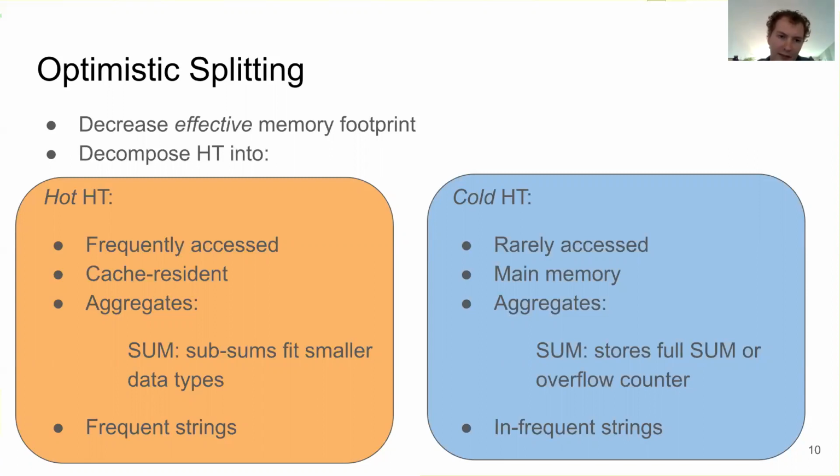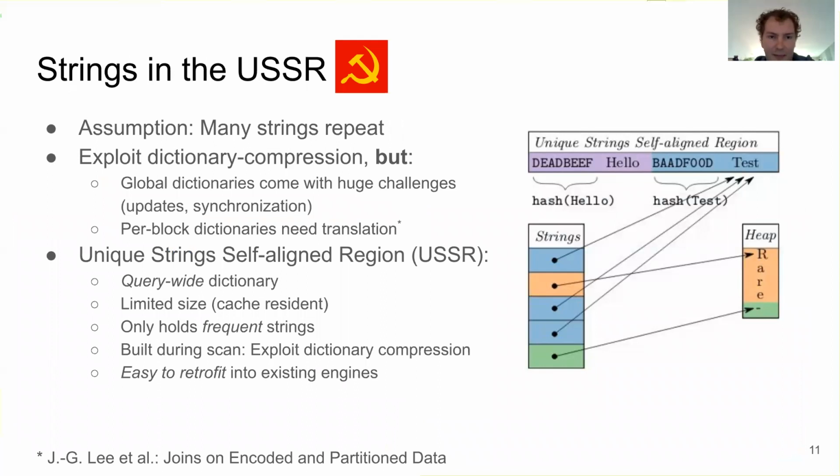Or alternatively, you can also store frequent strings in the hot hash table. What is not quite clear yet is what are frequent strings and how would you represent them in that hot hash table. This is where the USSR comes into play. In order to have frequent strings, you would assume many strings repeat. And to have an optimization for that, you would try to exploit dictionary compression somehow.